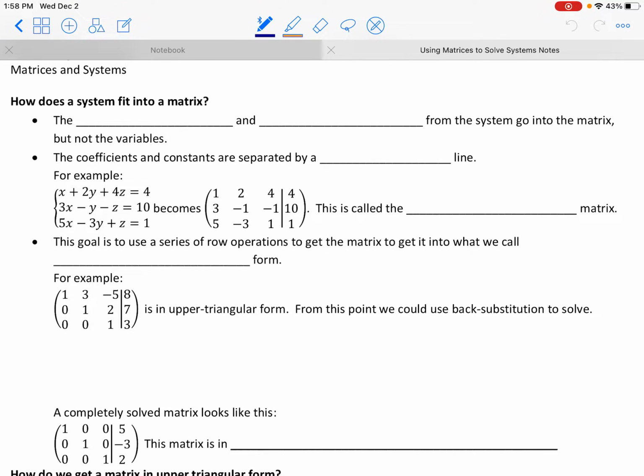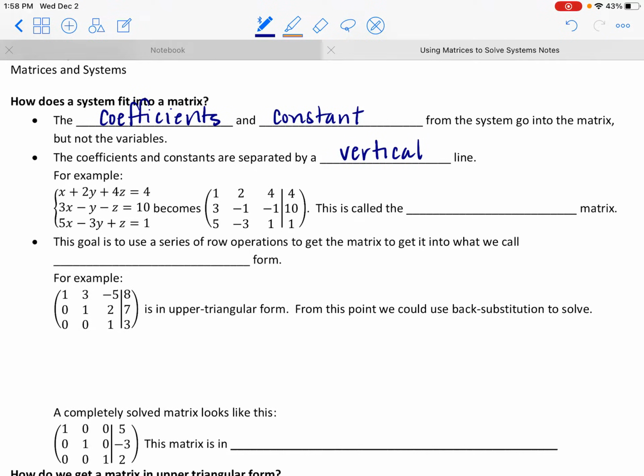What we're going to do to fit a system into a matrix is basically remove the variables from the system. So the coefficients and the constants from your system are going to go into your matrix, and they'll basically stay in the same order as you see them in the system. We're just going to leave out the variables, and the coefficients and the constants are going to be separated by, instead of equal signs in your system, a vertical line. So the vertical line is taking the place of your equal signs.